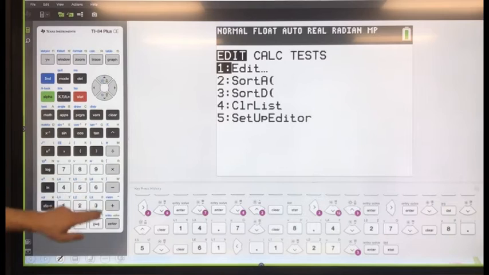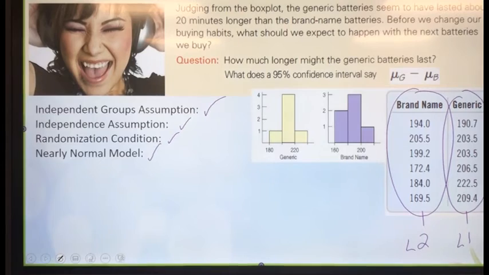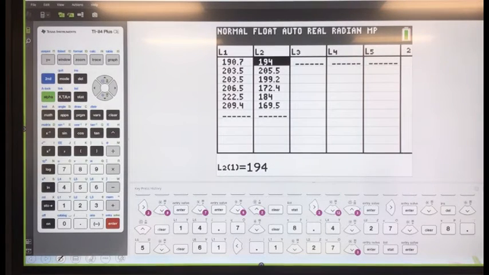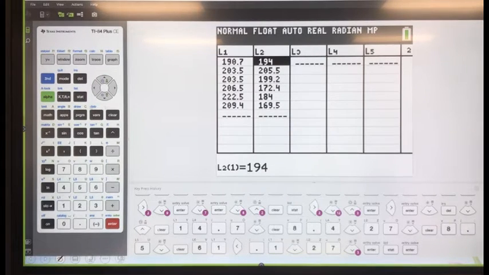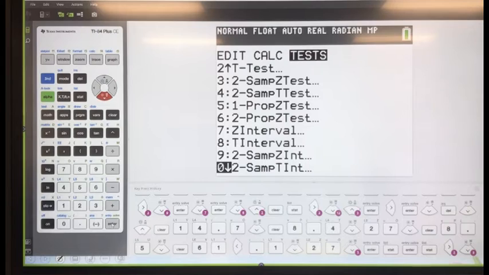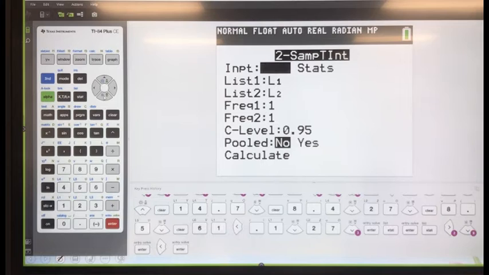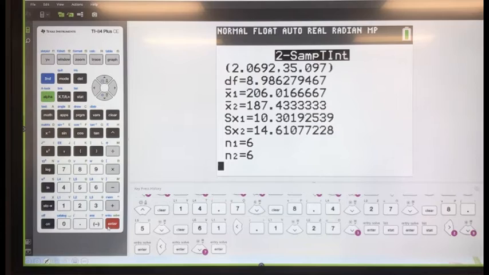So stats, edit, and it should look like this, with the L1 being your generic batteries and the L2 your brand batteries. So now I want to go to stats, tests, to 2-sample T interval. And instead of stats, I want to go to data. I want to use my L1 and L2. Keep all that the same, 95% confidence, pooled, always safe to say no. And calculate.